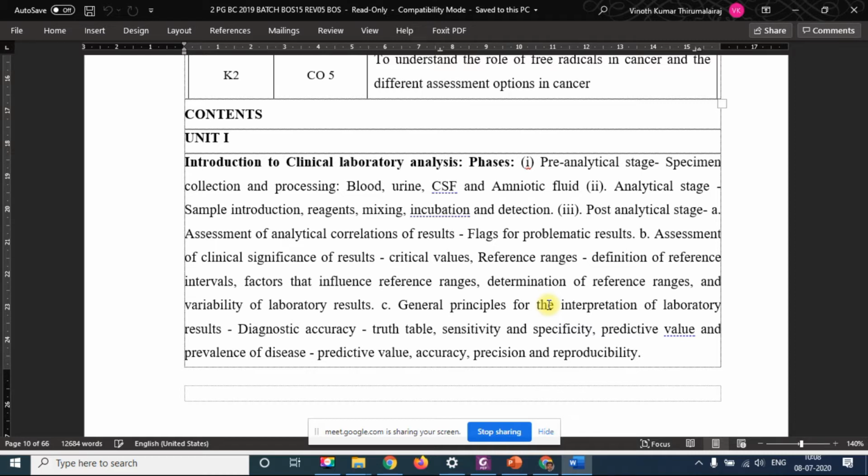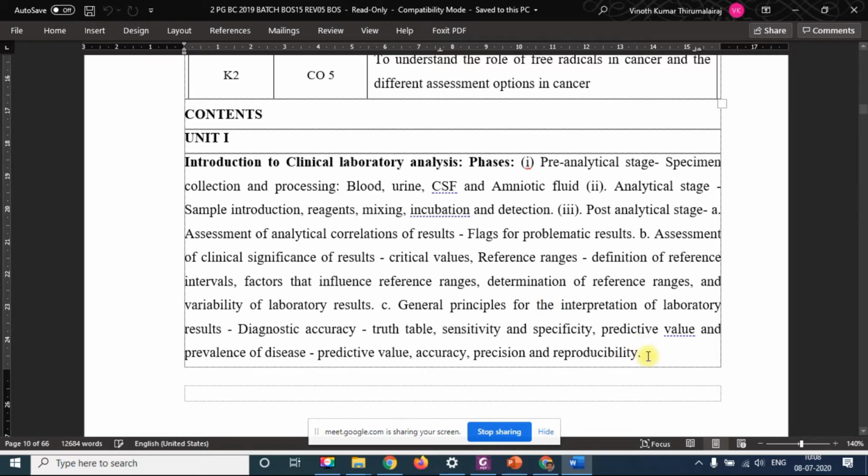If you are entering into the medical laboratory or the clinical laboratory, what are the phases you are going to face? There are three phases: the pre-analytical stage, the analytical stage, and the post-analytical stage. So before the analysis, during analysis, and after analysis. All the three segments will be covered in this unit, which includes everything.